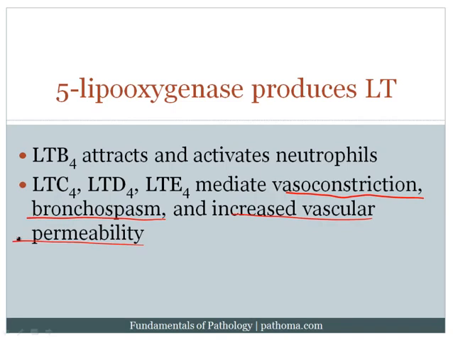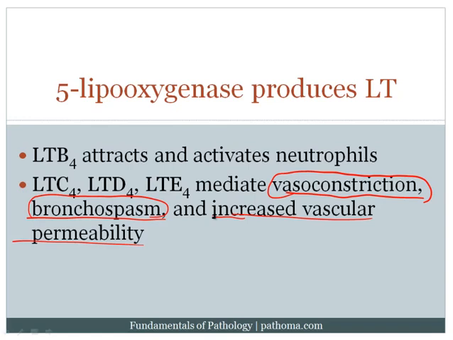Leukotriene C4, leukotriene D4, and leukotriene E4, basically what they do is they contract smooth muscle. They cause smooth muscle to contract. So the arteriole is lined by smooth muscle, and when that smooth muscle contracts, we get vasoconstriction. The bronchus contains smooth muscle in its wall, and so when that smooth muscle contracts, we're going to get bronchospasm. Increased vascular permeability occurs when the pericytes, which contain smooth muscle contractile function, contract, increasing the opening or the space between the endothelial cells.